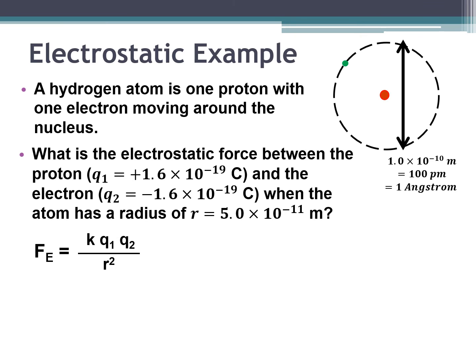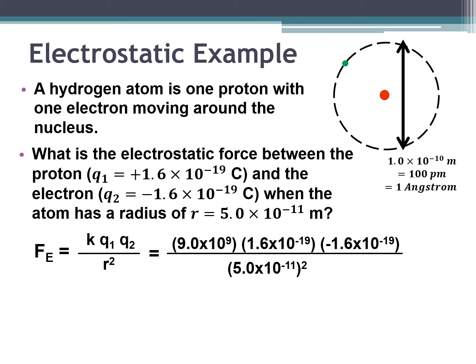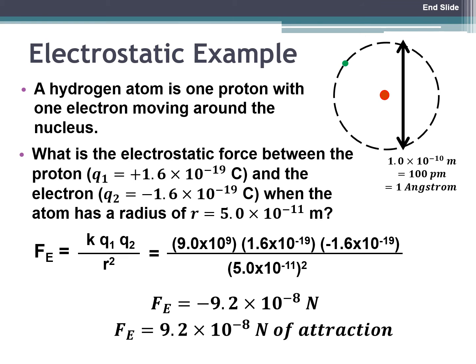We go ahead and plug that into our electrostatic force equation. We get 9 times 10 to the 9 times 1.6 times 10 to the negative 19th times negative 1.6 times 10 to the negative 19th divided by 5.0 times 10 to the negative 11th squared. And that gives us a total electrostatic force of negative 9.2 times 10 to the negative 8th newtons. And since that negative is there, it means it's going to be an attraction. So the proton and the electron are going to be attracting each other, which is good for atoms because we want that attraction in order for the electron to stay around the proton.